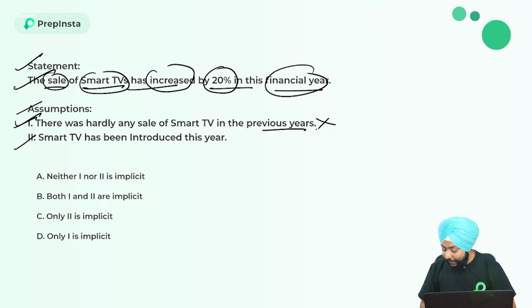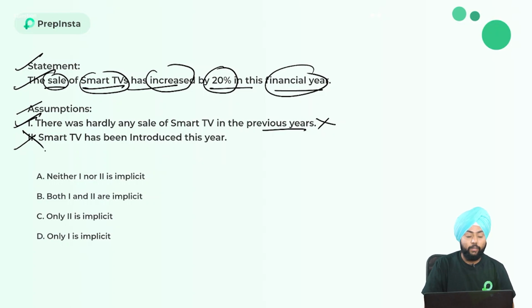Second one, smart TV has been introduced this year. Can I assume the sale increased 20% because smart TV has been introduced this year? No, I cannot assume this. This cannot be the only scenario because of which the sale increased. There can be other reasons also, so how can I assume this is the only reason? So this is also wrong.